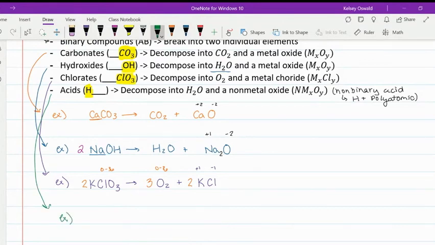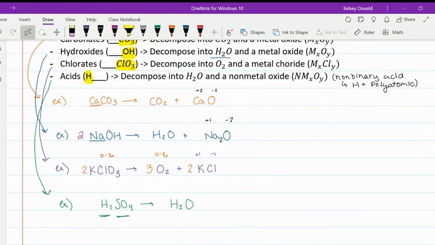So for an example of this, we could have H2SO4. Okay, so notice how we have that hydrogen out front followed by a polyatomic ion. When that decomposes, we're always going to break down into water. We're always going to get H2O. Okay, so that's always going to be one of our products. We're also going to get a non-metal oxide. That means a non-metal bonded to oxygen. So looking at this, our other non-metal here is going to be sulfur. So we're going to have sulfur bonded to oxygen here.